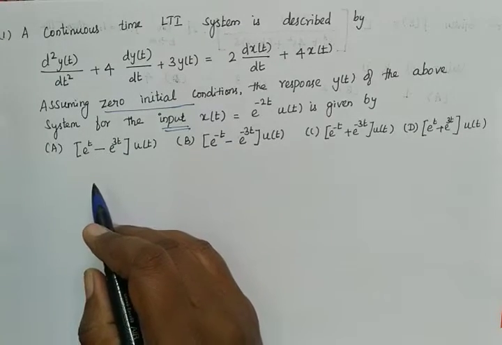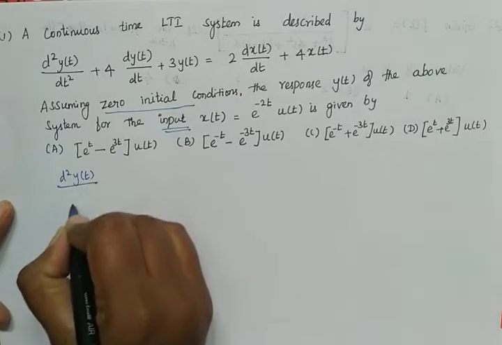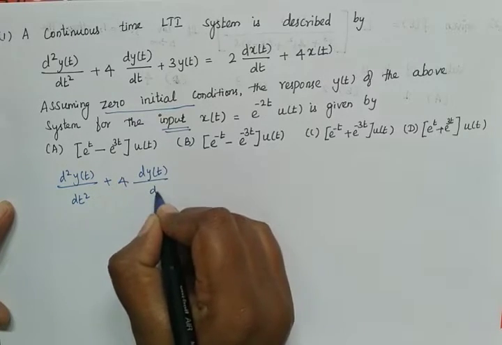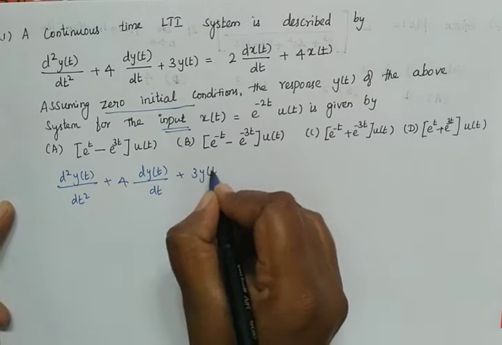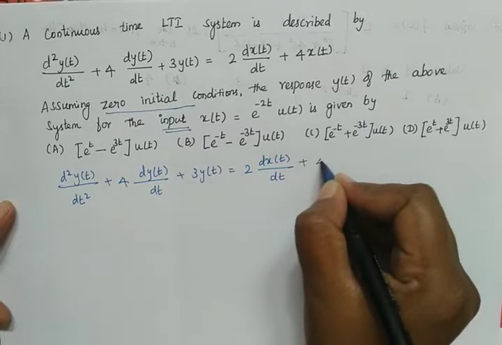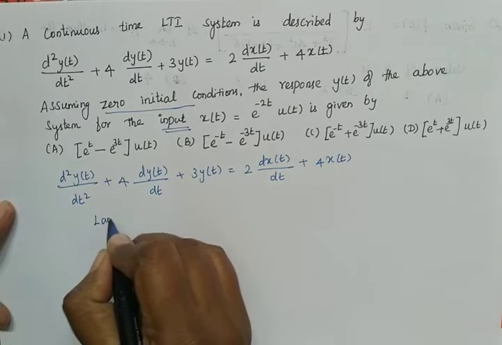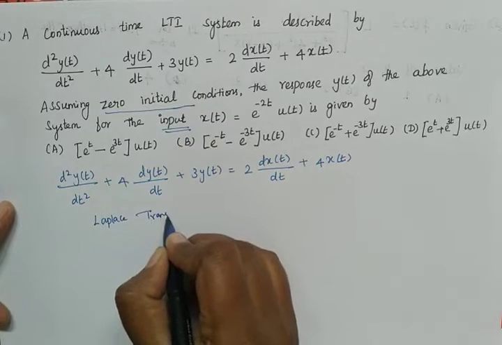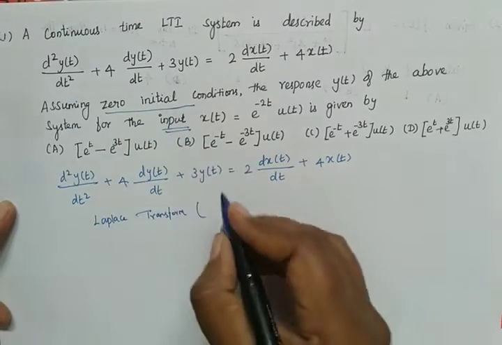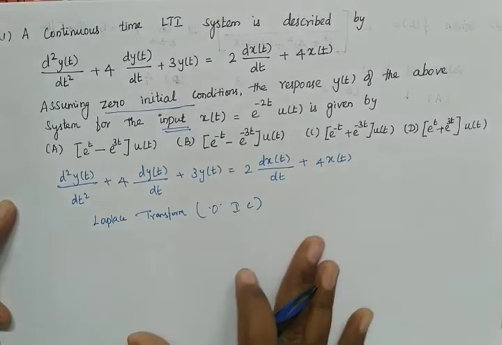Now what is the question given here? That is d square y of t by dt square plus 4 dy of t by dt plus 3y of t is equal to 2 into dx of t by dt plus 4x of t. This is the question given. Now what we have to do? Let us take Laplace transform. First we have to take Laplace transform and we have to assume zero initial condition. So what they have given is zero initial condition.